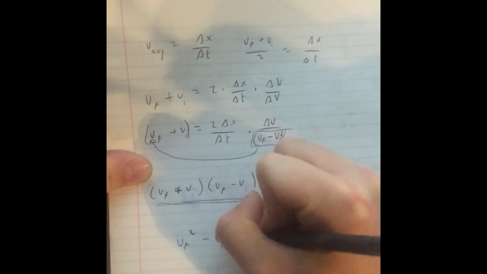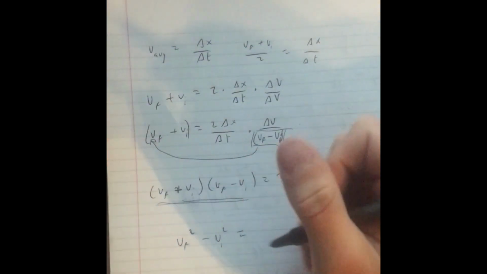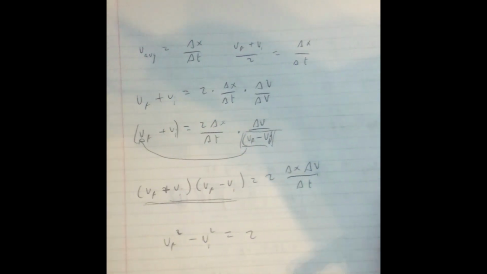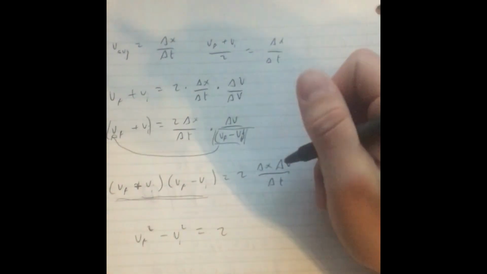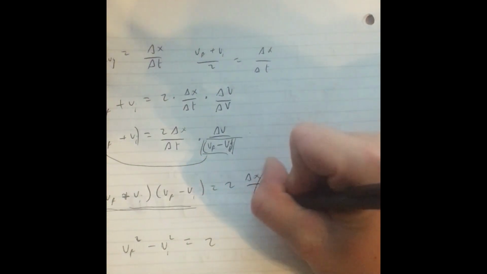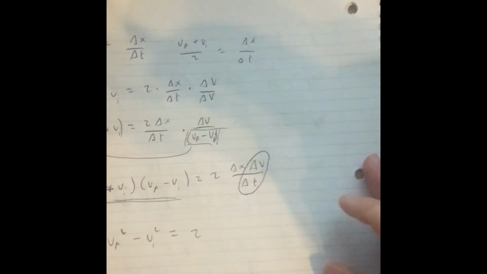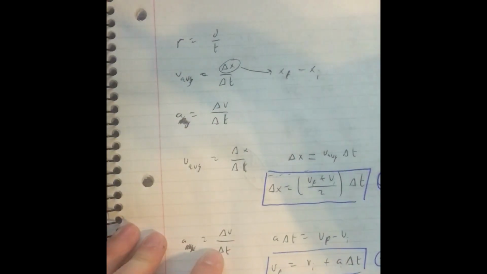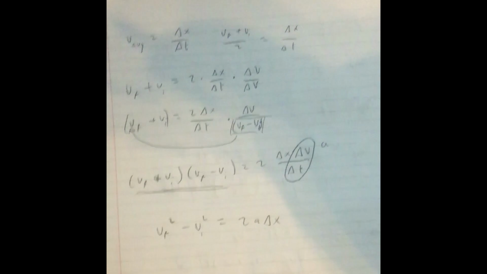squared minus initial velocity squared equals 2, and then we can see here, this is familiar. We can check back, and acceleration is change in velocity over change in time. So we can plug in acceleration and substitute acceleration here. So 2 times acceleration times change in x, don't forget that.